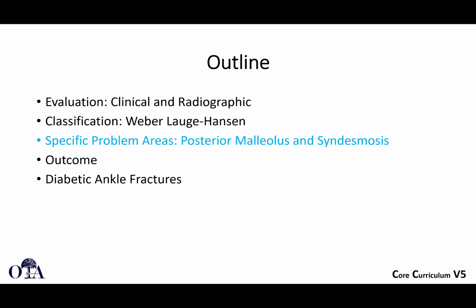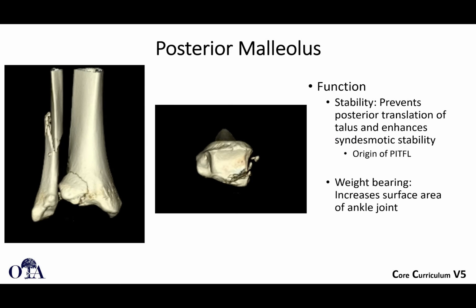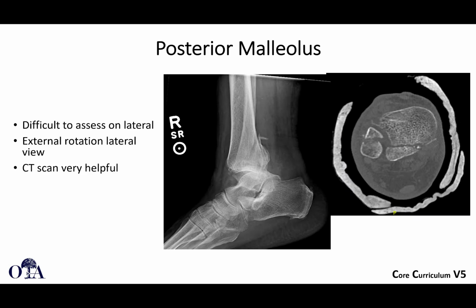I'm Sakib Rahman narrating, and here we're going to talk about posterior malleolus and syndesmotic injuries. So the posterior malleolus helps to provide function through stability. It's the origin of the posterior inferior tib-fib ligament. It also is a weight-bearing surface, right? So it increases the surface area of the ankle joint itself.